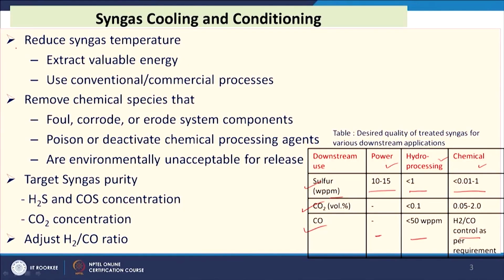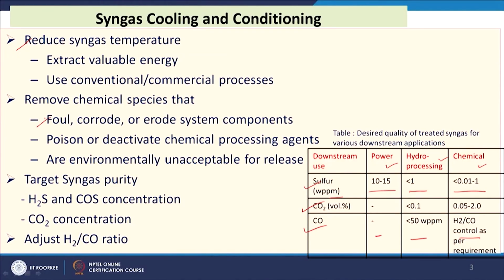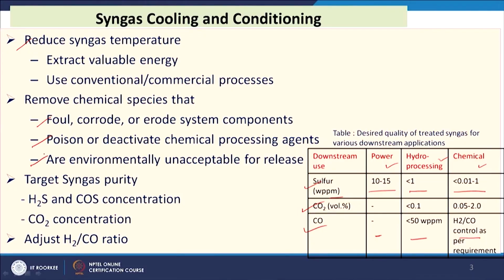So, we have to reduce syngas temperature. During cooling we need to reduce the syngas temperature and extract the valuable energy from it, and chemicals are removed which can foul, corrode or erode system components, or which can poison or deactivate chemical processing agents or are environmentally unacceptable. Now, we will see how the syngas can be cooled. There are basically 2 modes of operation, one is quench mode operation and another is boiler mode.